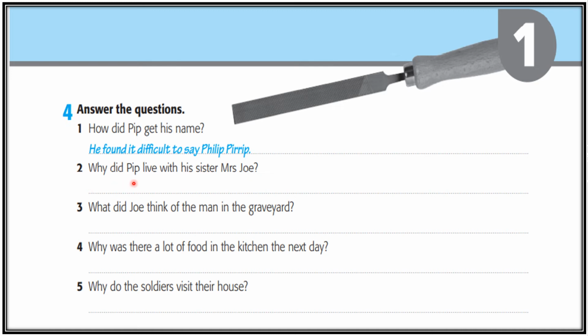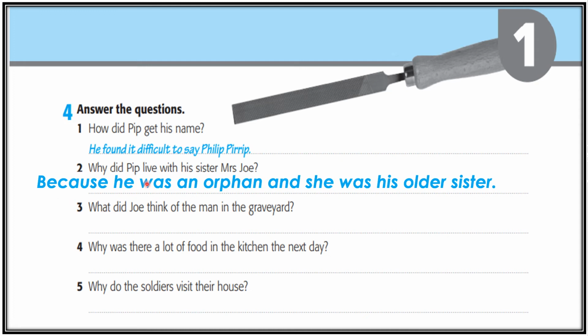Okay. Why did Pip live with his sister Mrs. Joe? Because he was an orphan and she was his older sister. She was also his only sister. You remember his 5 brothers and sisters died and also his parents died.